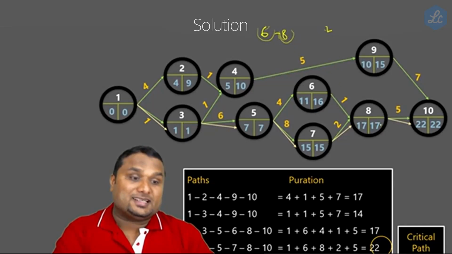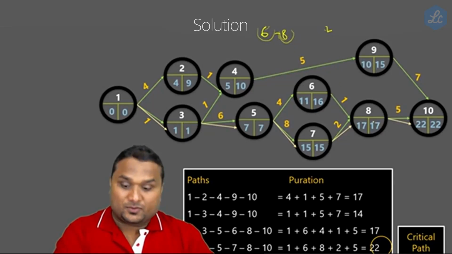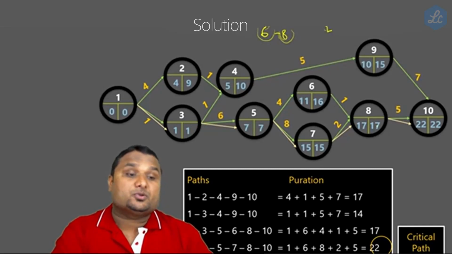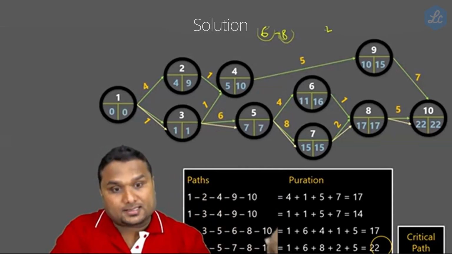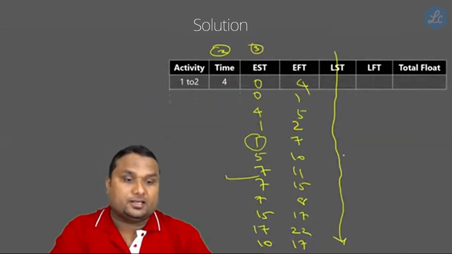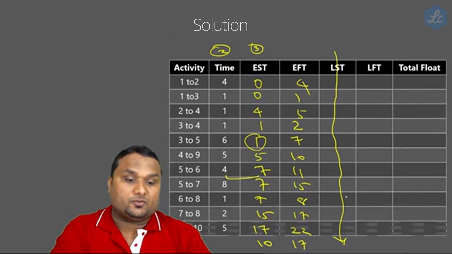So look at the right side of 8. What is the right side of 8? Which is 17. So LFT of activity 6 to 8: look at the 8, take the right hand side value of the 8, which is 17. So LFT of 6 to 8 is 17. This is the right answer.